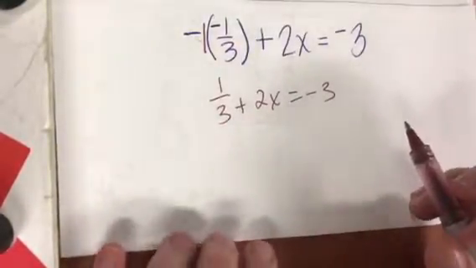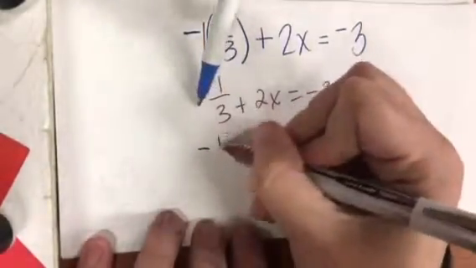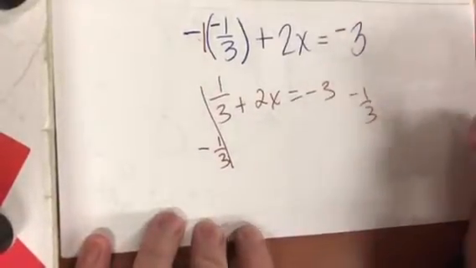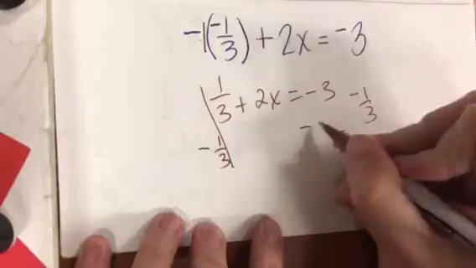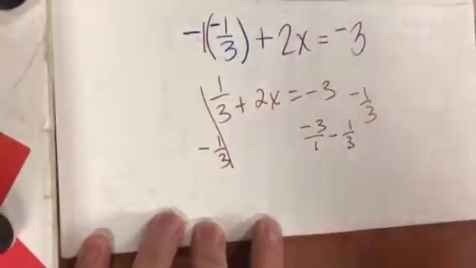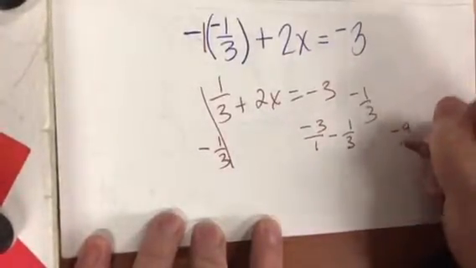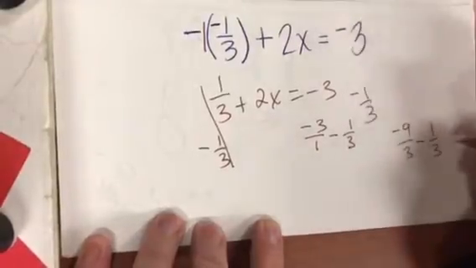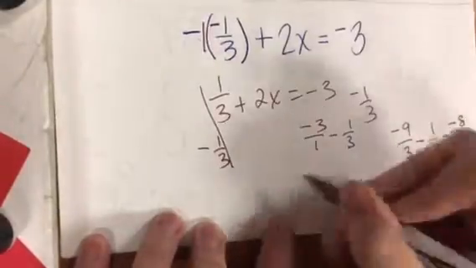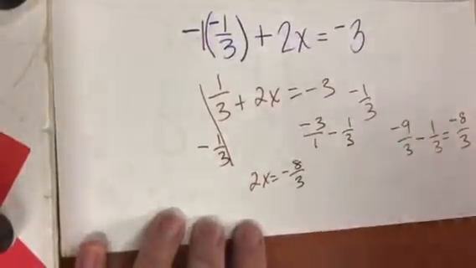You have to be careful, guys, because we're not going to be multiplying by the reciprocal. We're going to be subtracting 1/3 from both sides. So we are doing -3/1 minus 1/3. What do you need to have first? Common denominator. So my common denominator is going to be 3. This is going to be -9/3 minus 1/3. I'm left with -8/3. So I've got 2x equals -8/3. Whew, this was not a pretty problem.